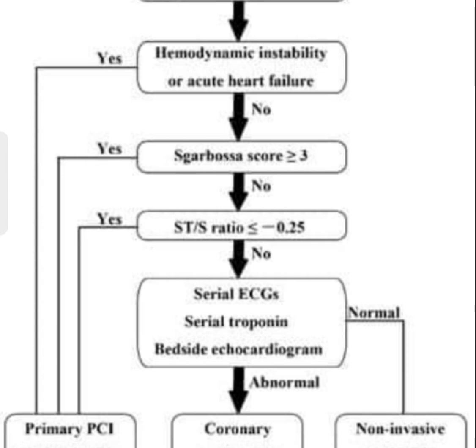So when you suspect MI with LBBB and the patient is hemodynamically unstable or has acute heart failure, you go for PCI or fibrinolysis. If no, then you look for Sgarbossa score more than or equal to 3. If yes, then go for PCI or thrombolysis. And if no, then you look for ST to S ratio less than or equal to -0.25. If yes, PCI or fibrinolysis, and if no, then you perform serial ECGs, serial troponins and bedside echocardiogram.